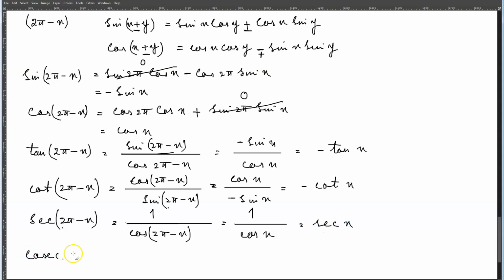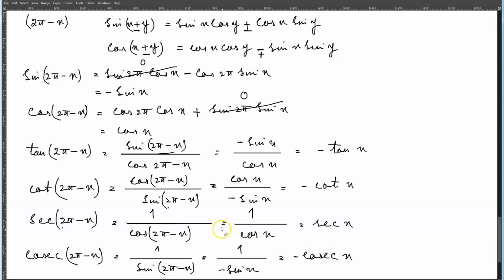What is the cosecant of 2 pi minus x? That is equal to 1 over sine of 2 pi minus x, which is equal to negative sine x here. Negative sine x, which is equal to negative cosecant x. And that is all the formulas that we need, basically related to all of these angles related to pi, pi by 2, 2 pi, and so on and so forth, for all the 6 trigonometric ratios.